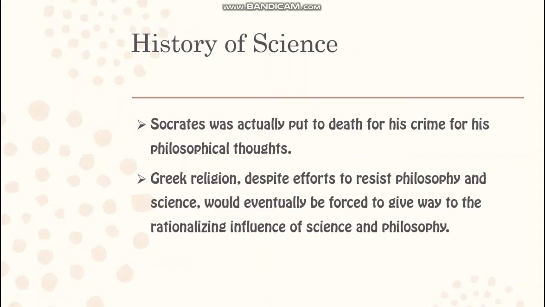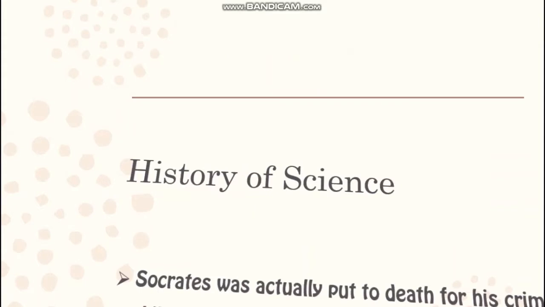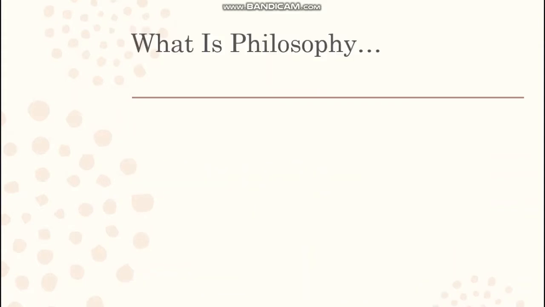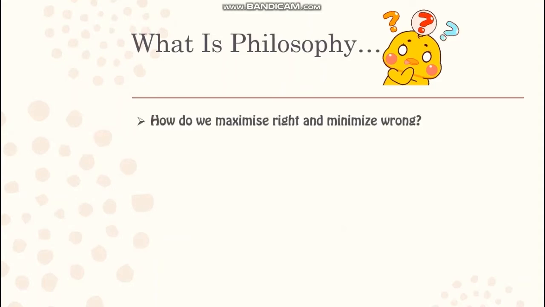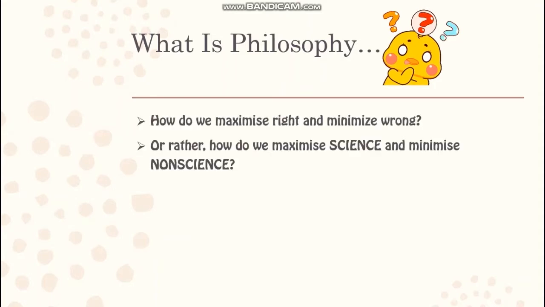Classical Greek science did not proceed clearly, however. Socrates was actually put to death for his philosophical thoughts. Greek religion, despite efforts to resist philosophy and science, would eventually be forced to give way to the rationalizing influence of science and philosophy.